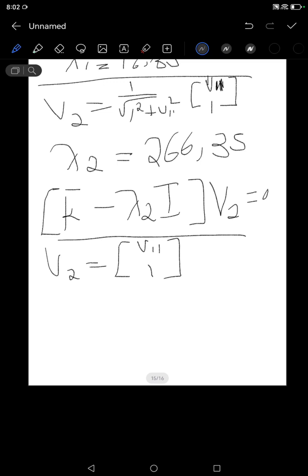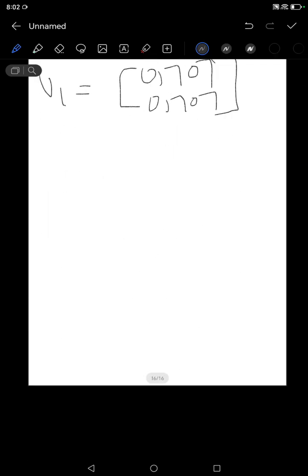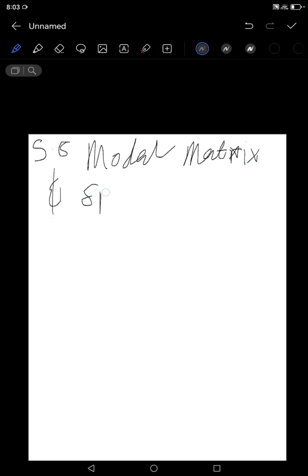Okay, that's it. And then the last part, 5.4, they want us to determine the modal matrix and the spectral matrix.